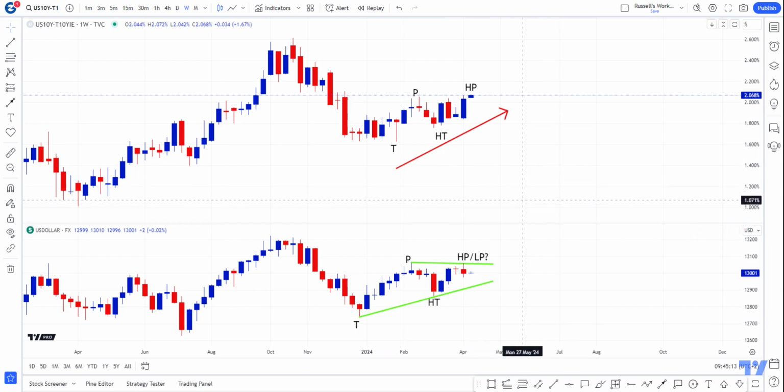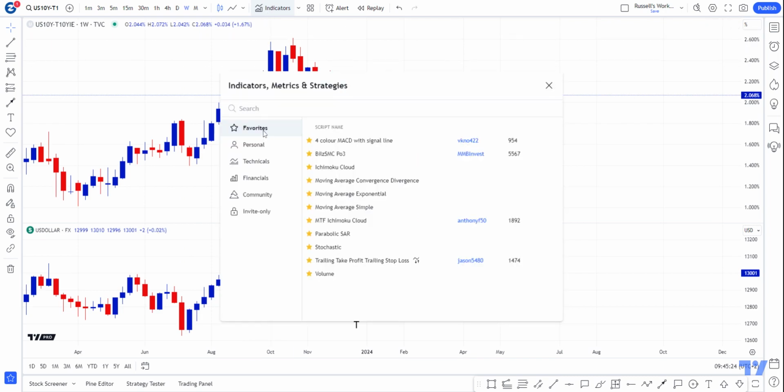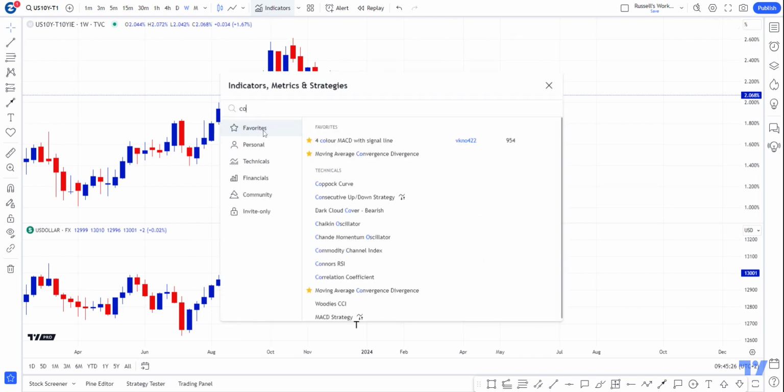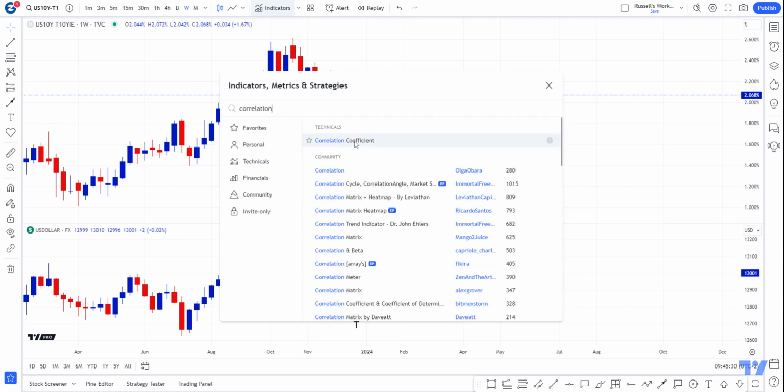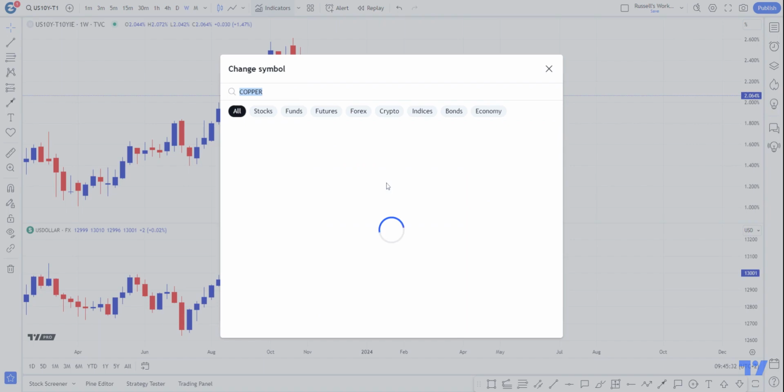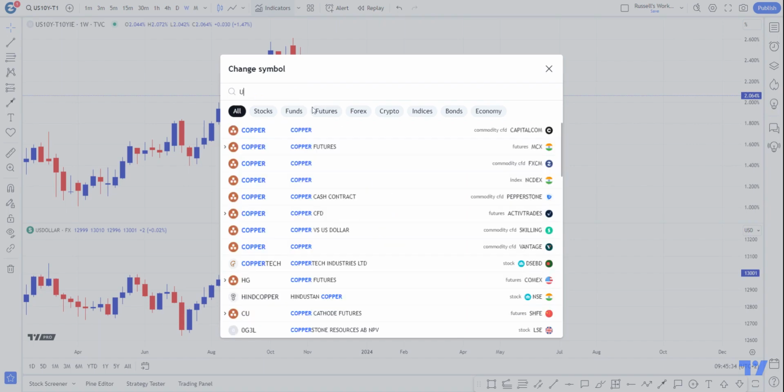And let's just put in a correlation coefficient just to corroborate the correlation between the two instruments. So what we'll do is we'll click on indicators and we'll go ahead, just bring up a correlation coefficient. And we'll put in US dollar.